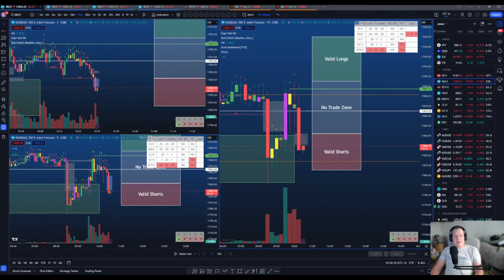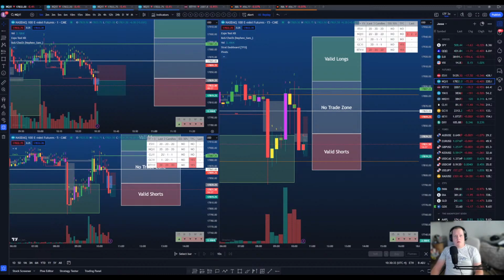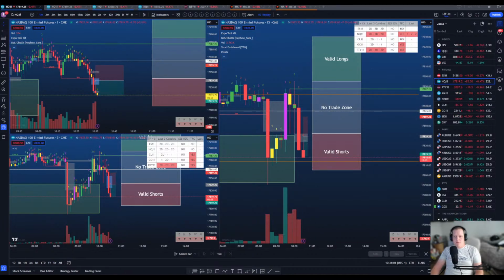And real close to that 20-point trim. Moving gold stop to -3 points. There's 20 points on NQ.